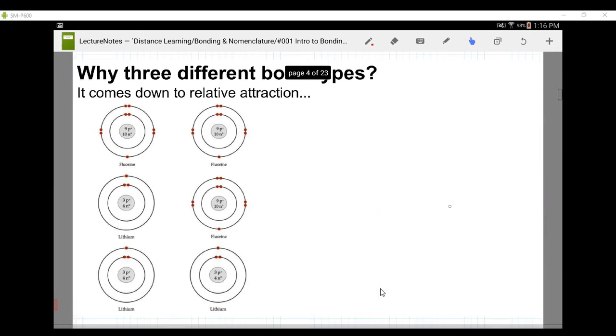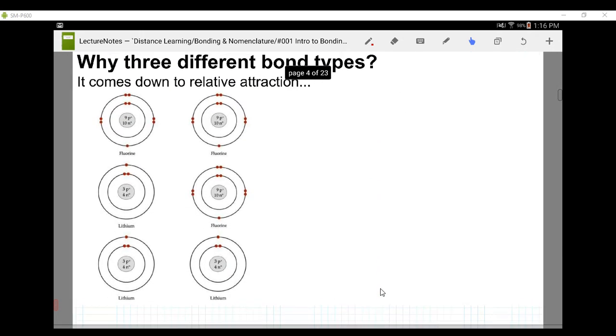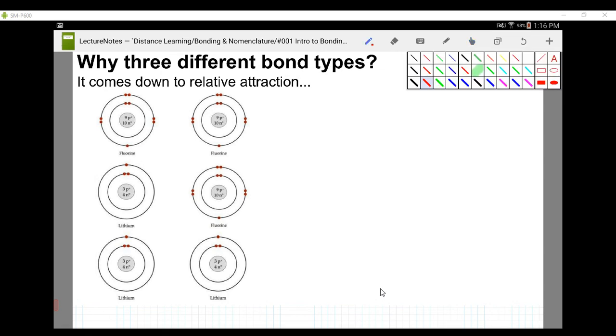Now, for the three different bond types, like I said, it comes down to the level of attraction and the comparison of what two things are with each other. So if we look at this first example here, where we have fluorine and fluorine. So here we have two nonmetals, and what we learned about last week was that these nonmetals have a really high level of attraction, so high that they tend to pull electrons in towards themselves to make a chemical bond.